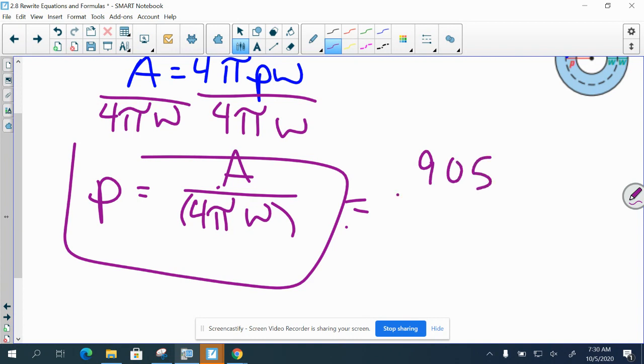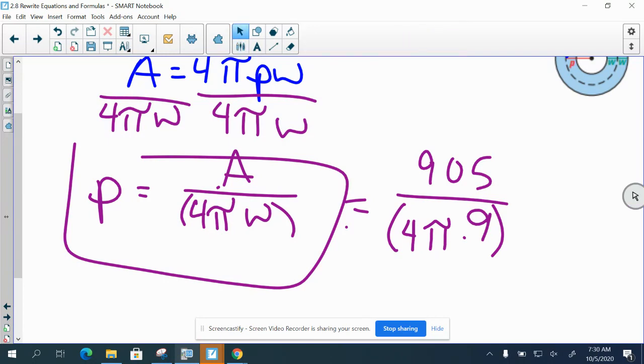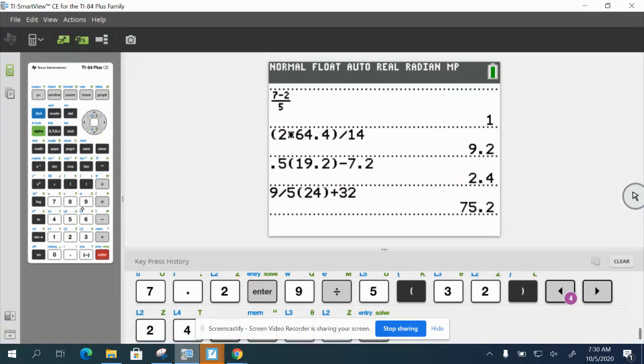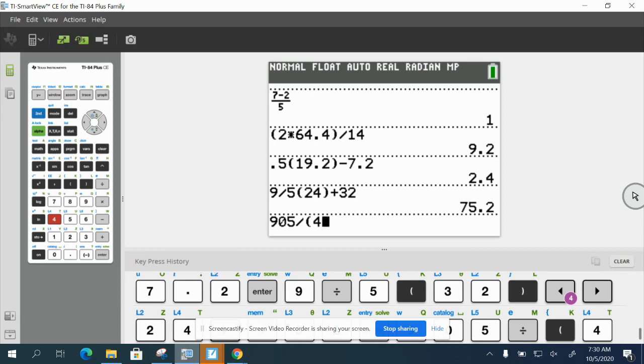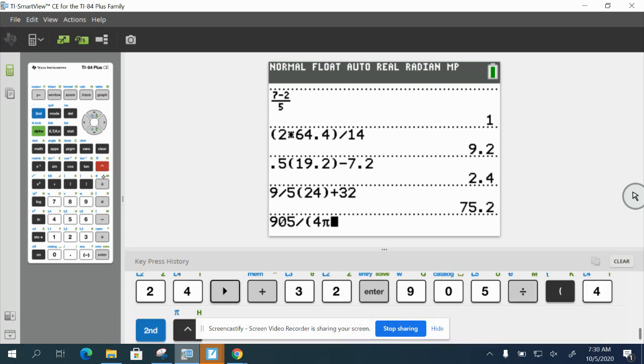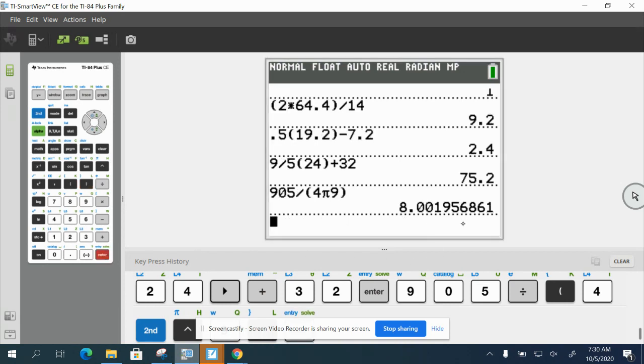So 905 over parentheses 4 pi times 9 for the width. Here's how we would type this in your calculator. You can use your fraction button, or you can just write 905 divided by parentheses 4. The pi button is right here above the arrow. So second, and then caret symbol, and then times 9, or just type 9, close the parentheses, enter. 8.0019, so you can just write 8 feet.